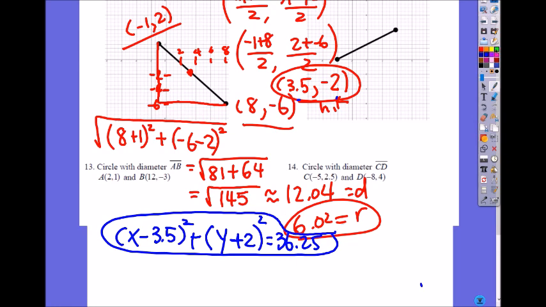So another way to do this when they provide a graph is make a right triangle and you just find the difference of the x's, which we did here, which will be 8 minus negative 1, 9. And here, negative 2 minus 6 will give you 8. So you can also do a squared plus b squared equals c squared, and you will get the same distance, which is 12.04.